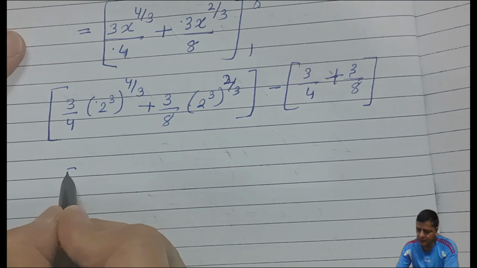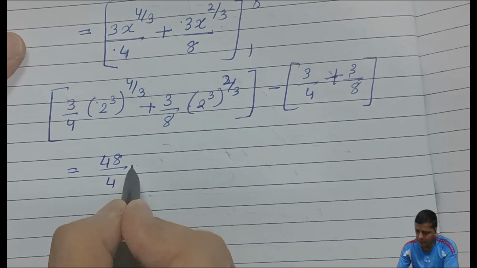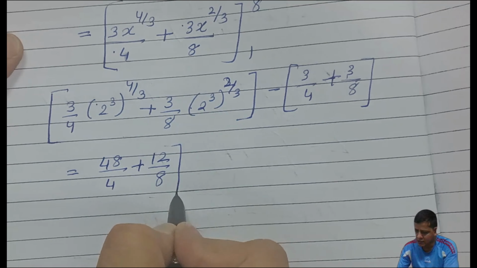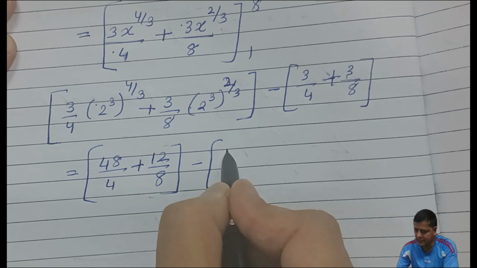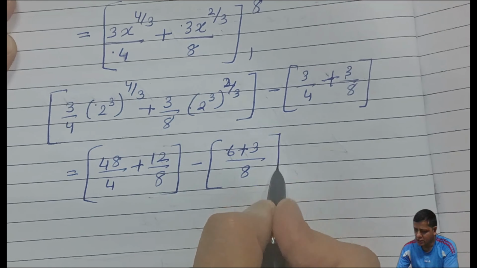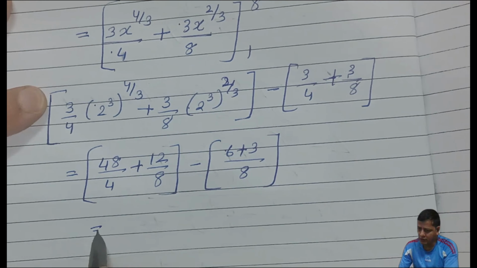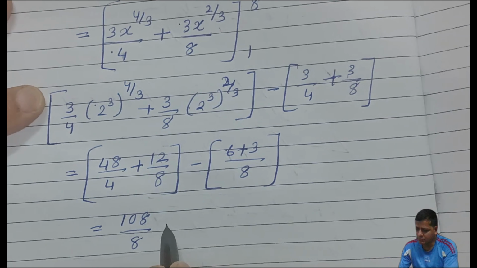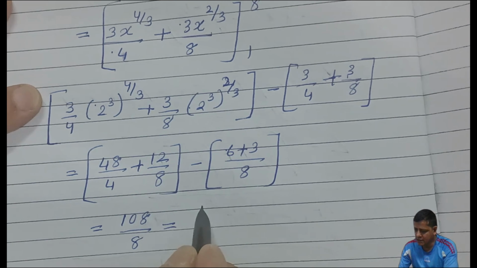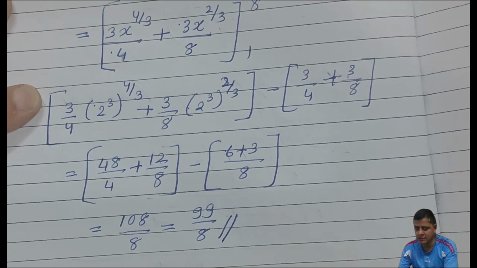So now let's go with the last point. What we get here is 48/4 plus 12/8 after simplification. Then if we simplify further, we get 6 plus 3/8, because 2 times 6 is 12. Then finally we got 108/8, and then simplifying, we get 99/8. So this would be our final answer.